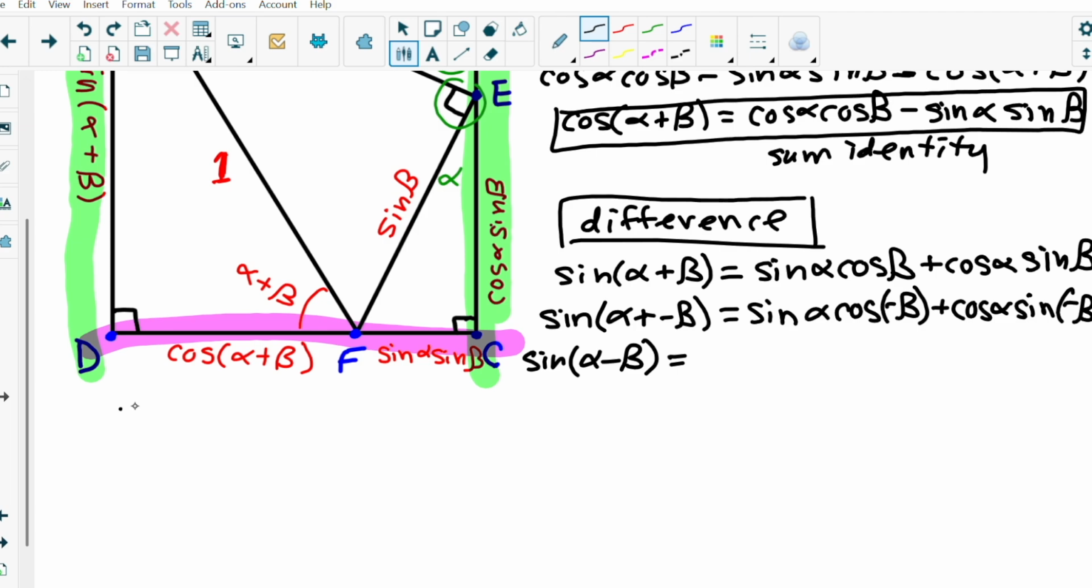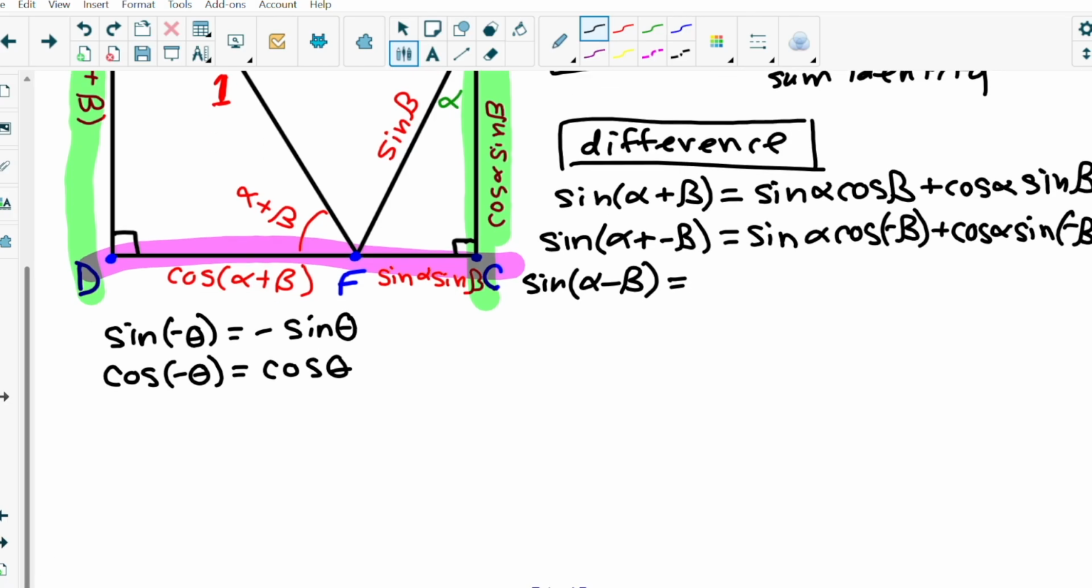When I have the sine of negative theta, this is a handy identity to know. This is equal to negative sine of theta. When I have the cosine of negative theta, that is the same as just cosine of theta.